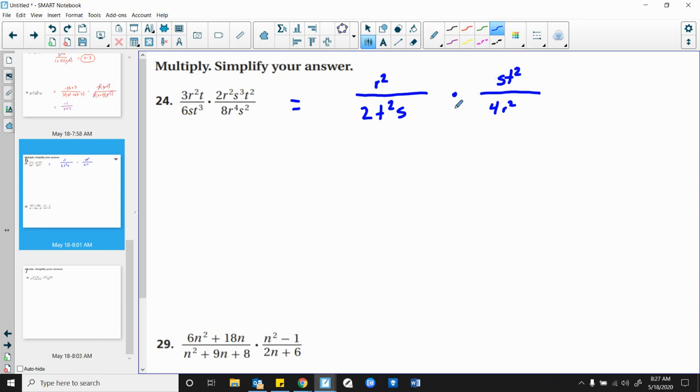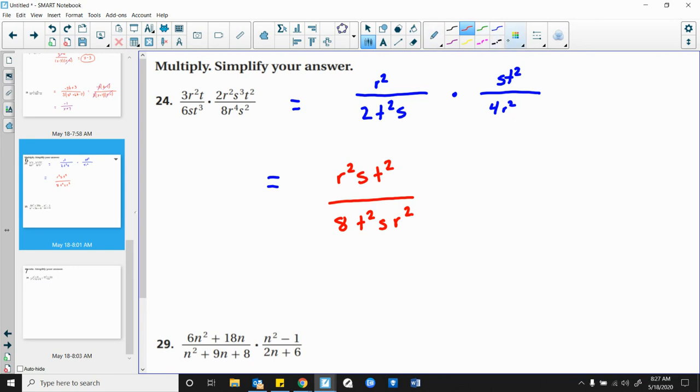Okay? Now, from here, I can multiply top times top and bottom times bottom. So in this case here, r squared times s times t squared over, and then here I have 2 times 4, which is 8. And then t squared, s and r squared.